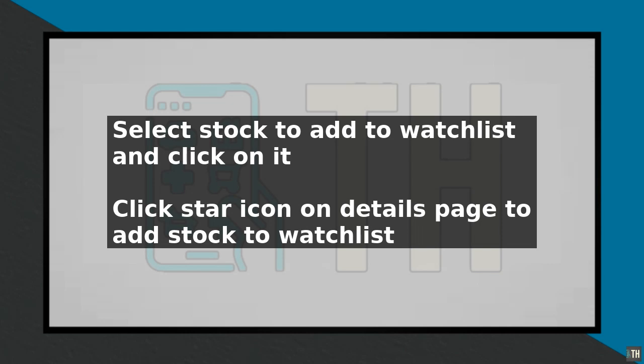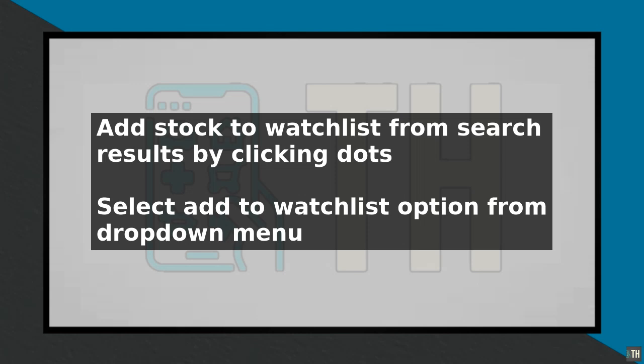After adding a stock to your watchlist, you can view it by navigating to the watchlist page, where you can see real-time quotes and news for all the stocks on your list. You can also customize your watchlist by creating multiple lists and adding stocks to each list. To do this, go to the watchlist page and click on the New List option. Enter a name for your list and select the stocks you want to add to it.